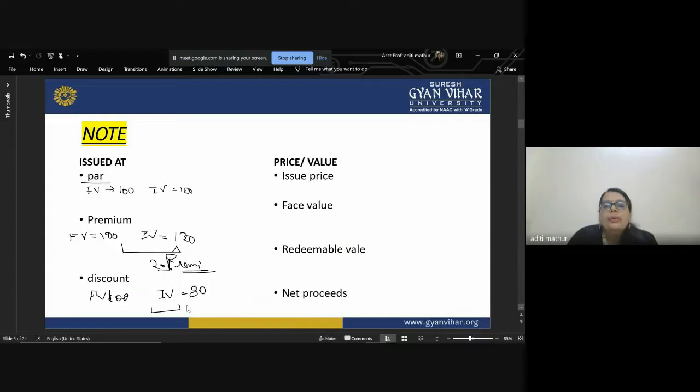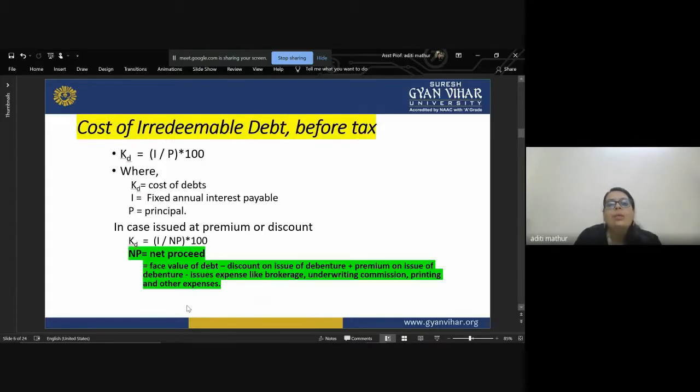The rates, price, or the values associated with the debentures is issue price. That means the price at which the debentures are issued. Face value means the value which is written on that debenture on that page. Then the redeemable value and your net proceeds. We will understand them one by one as and when we continue with our work.